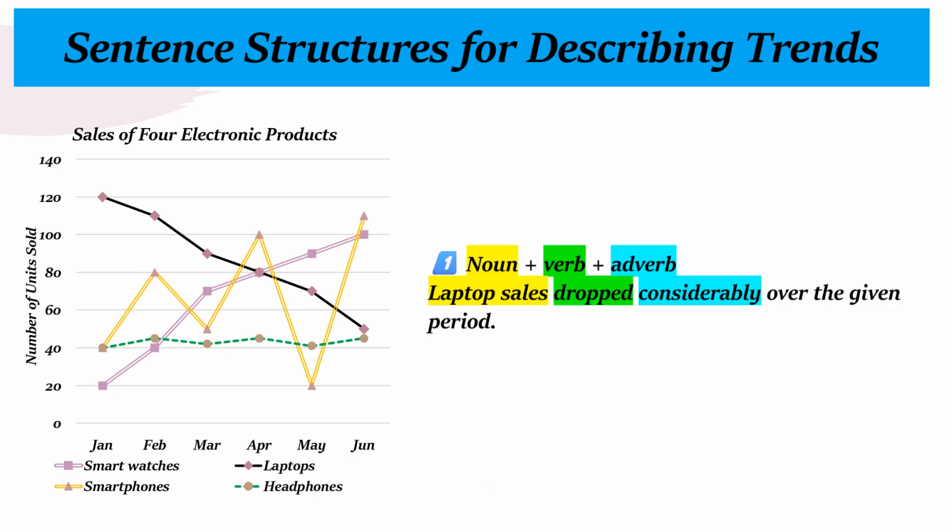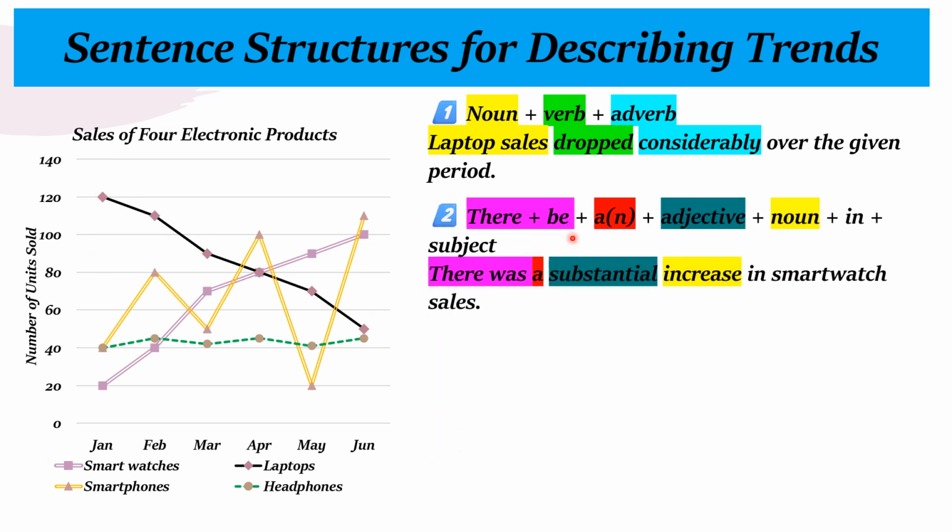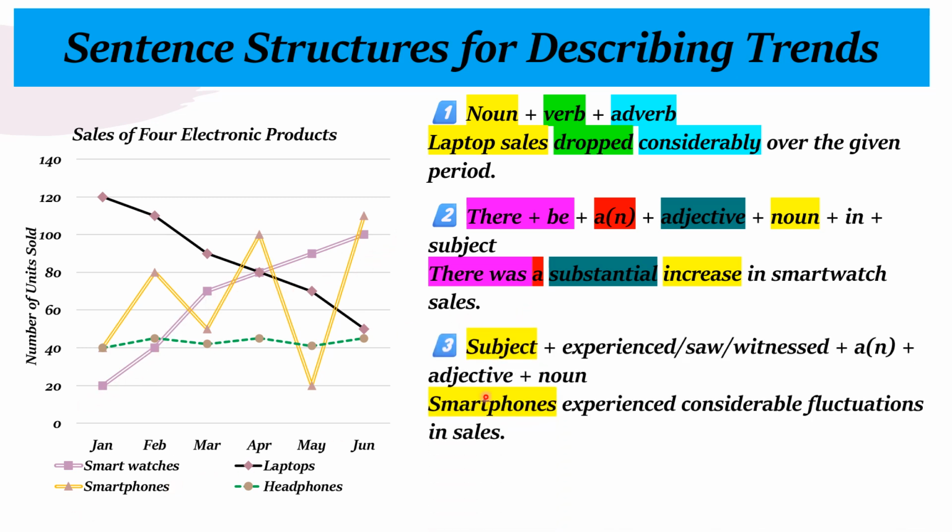The first structure follows a noun plus verb plus adverb pattern. For example, laptop sales dropped considerably over the given period. The second structure uses there plus be plus article adjective noun combination. For example, there was a substantial increase in smartwatch sales. The third structure describes trends using experienced, saw, witnessed. For instance, smartphones experienced considerable fluctuations in sales.